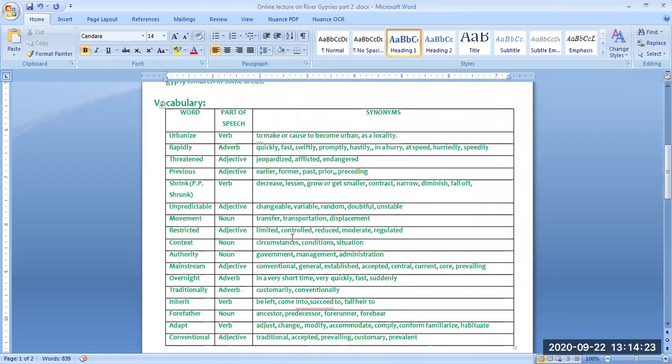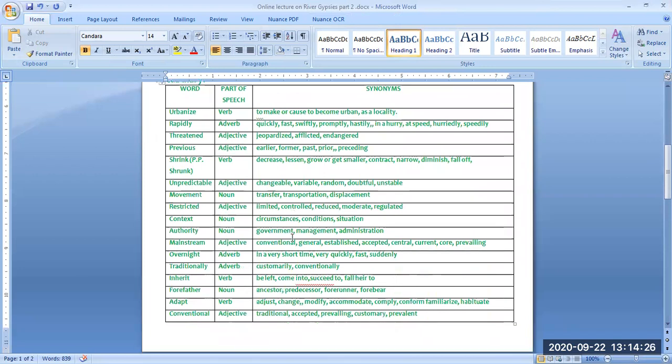Okay, next go to vocabulary part. Let's discuss some new words here. Urbanize. You know the meaning of this word urbanize, to make or cause to become urban as a locality. Rapidly, that means quickly or very fast. Threaten, that means afflicted or endangered. That is used as an adjective actually. Previous, that means earlier or former.